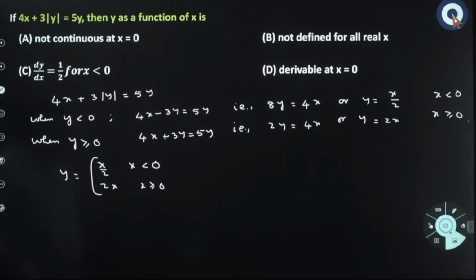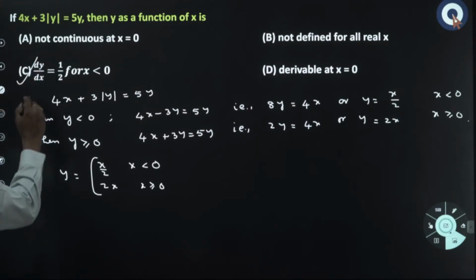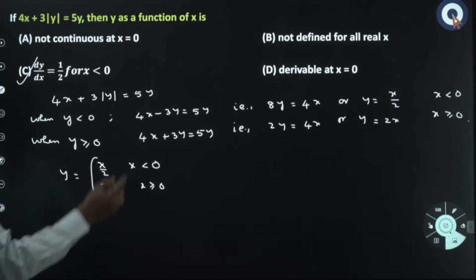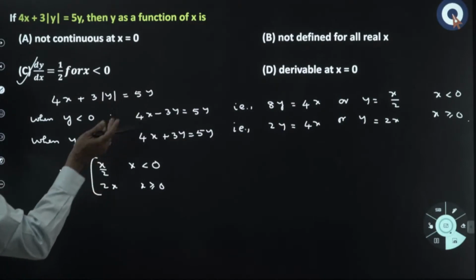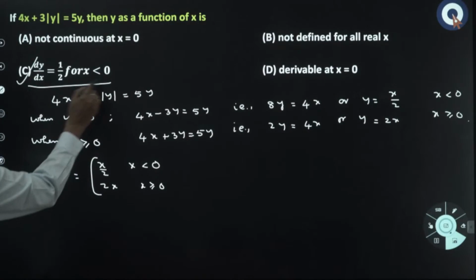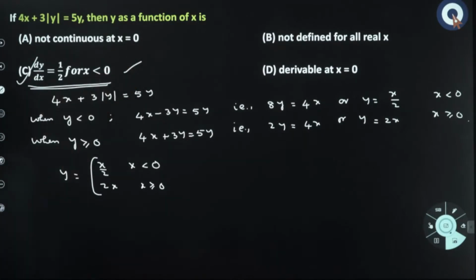Differentiability: left hand derivative becomes 1 by 2, right hand derivative is 2. So not differentiable. So therefore, left hand derivative is 1 by 2 for x less than 0 is correct. Not continuous at x equal to 0, that is not correct. Not defined for all real x, it is defined. Derivable at x equal to 0, no. Only the left hand derivative is 1 by 2 is what is correct. So we can choose the option C. Quite a simple problem, but nice.